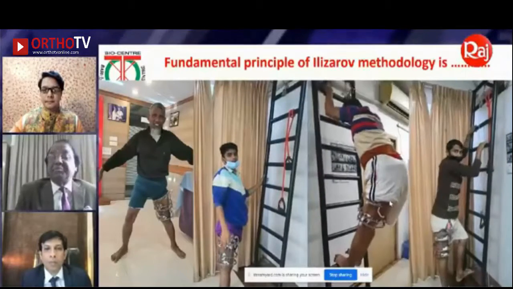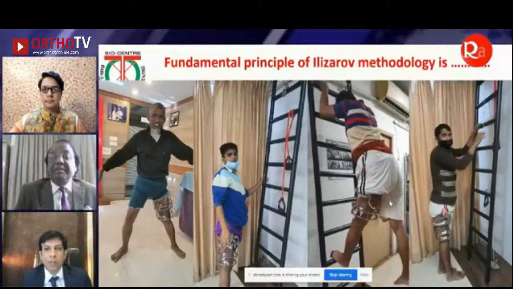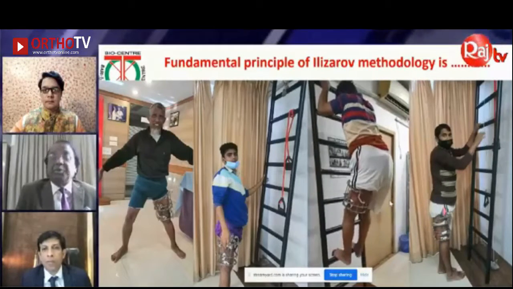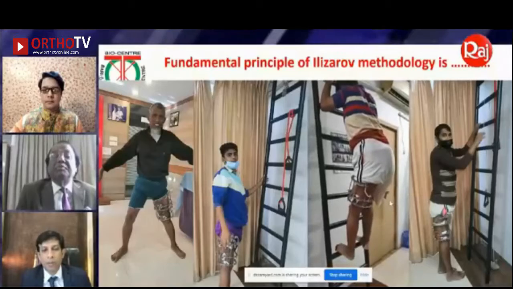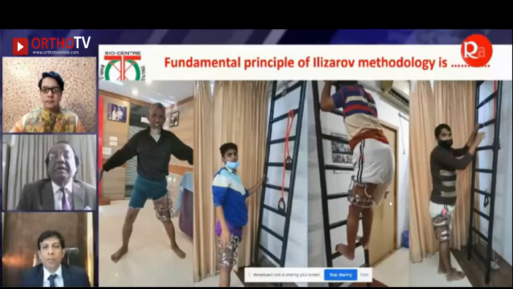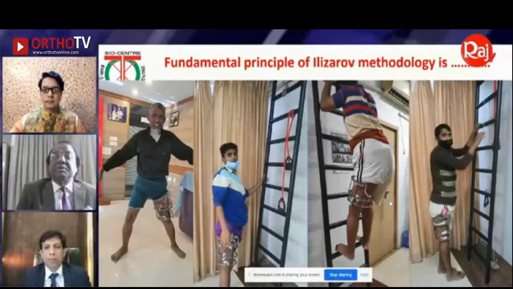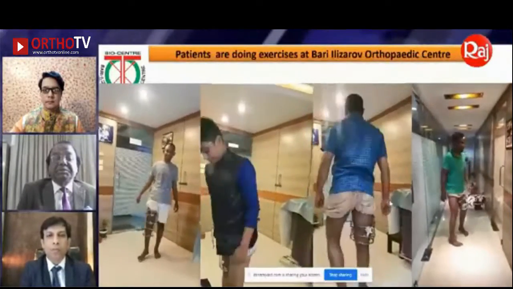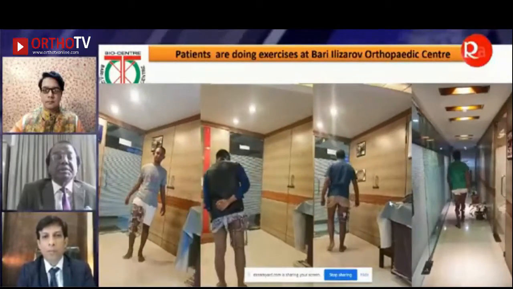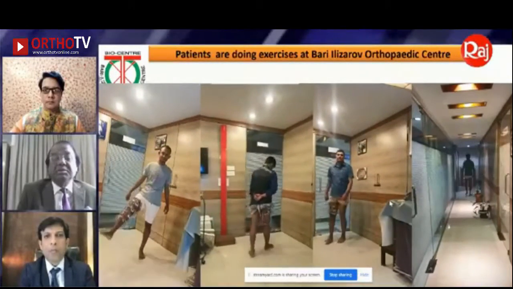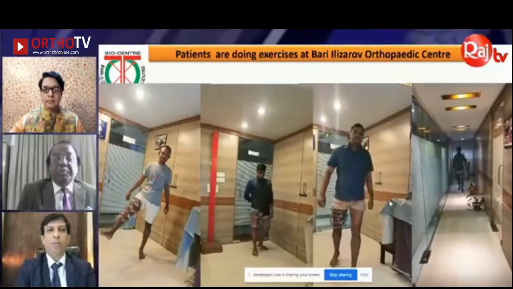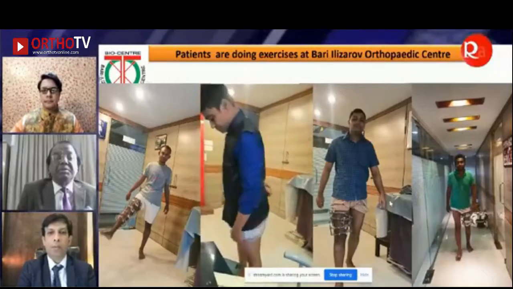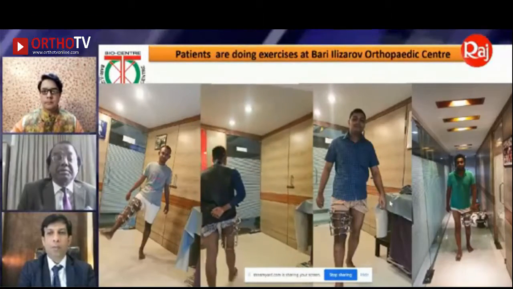So doing exercise in my center, on the ladder, I advise them to go for it. The fundamental principle of Ilizarov methodology is load and motion. This is the beauty of Ilizarov. And dear friends, you can see with the apparatus, the patient can walk without support. This I'm showing you in the femur. See how they are walking. If you properly fix the Ilizarov apparatus, the patient will not tell you anything.